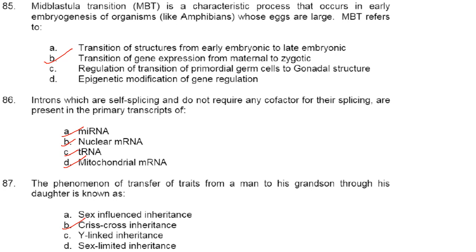Then next one. The phenomenon of transfer of traits from a man to his grandson through his daughter is known as X-linked transfer or crisscross inheritance. Answer is option B.